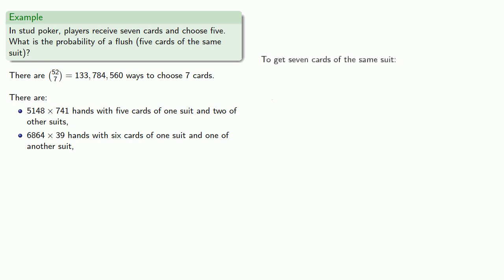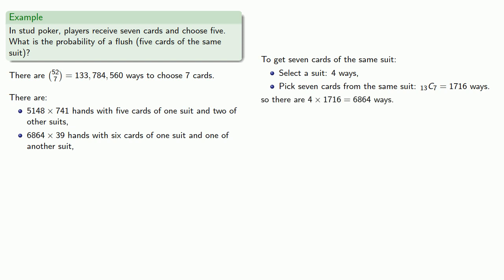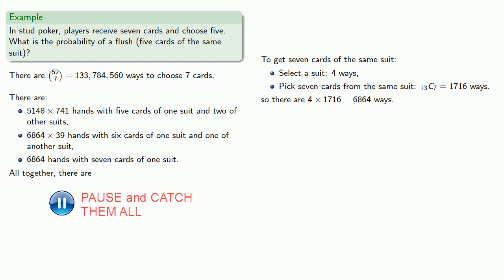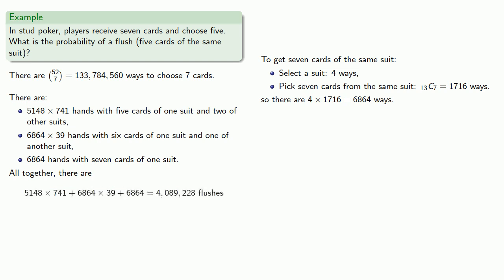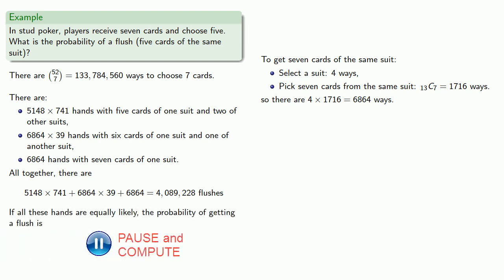And finally, to get 7 cards of the same suit, select a suit, 4 ways to do that. Pick 7 cards from the same suit, that's 13 choose 7, again 1,716 ways. And so we get 4 times 1716, 6864 ways. And so altogether, there are a lot of different ways of getting a flush. And so if all of our hands are equally likely, the probability of getting a flush is about 1 in 33.